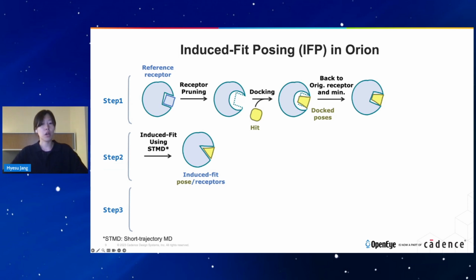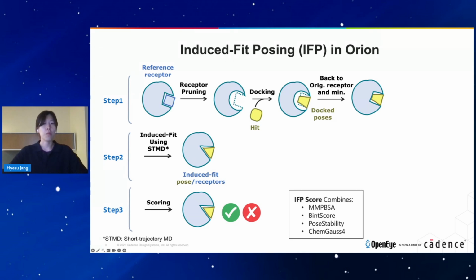Here we are leveraging our expertise in using short trajectory MD to enable the fast and efficient induced fit compared to other programs which often use much longer equilibration for this stage. Lastly, in step 3, we do scoring to predict which pose would be the closest one to the actual binding mode. We use the IFP score here, which is the combination of MMPBSA, BinScore, which is OpenEye's knowledge-based scoring function for scoring protein-ligand interactions, and ChemGauss4.